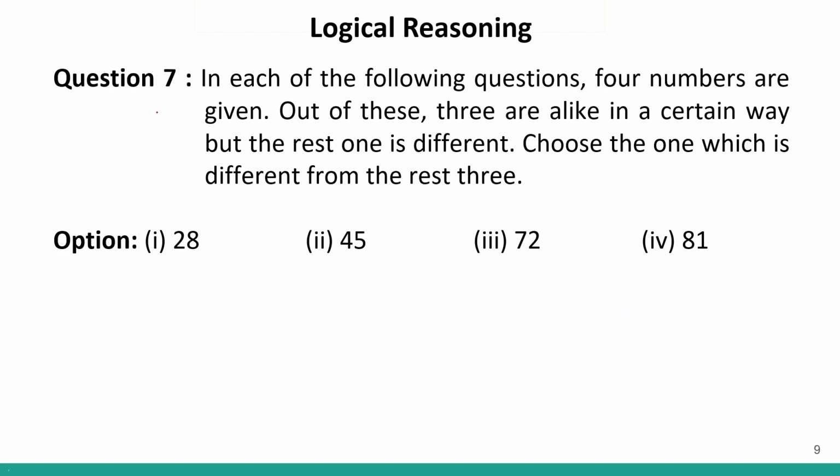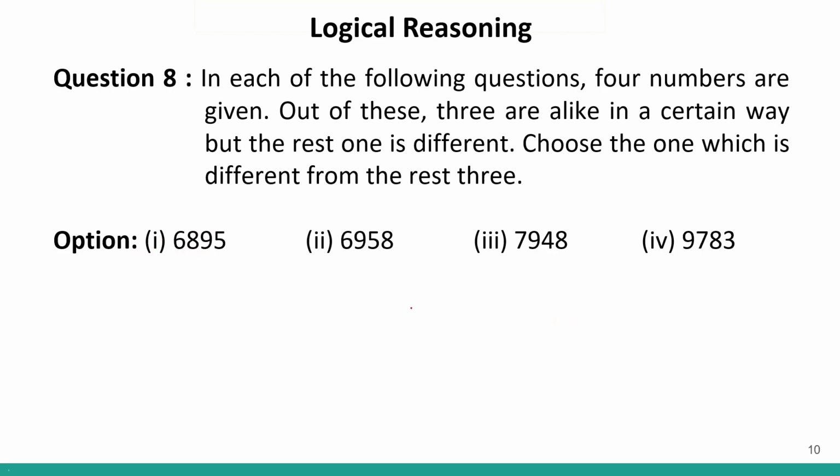Now, question number 7. Again, we are given 28, 45, 72 and 81. So, when I look at these numbers, 81 is basically 9 into 9. Correct? 72 is 9 into 8. 45 is 9 into 5. Only 28 is a number which is not a multiple of 9. 45, 72, 81 are multiples of 9, but 28 is not a multiple of 9. Therefore, option number 1 will be the odd one out. Clear?